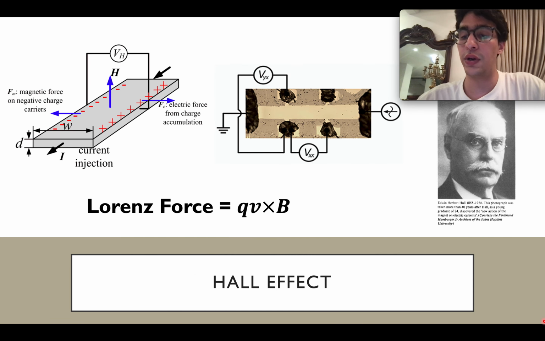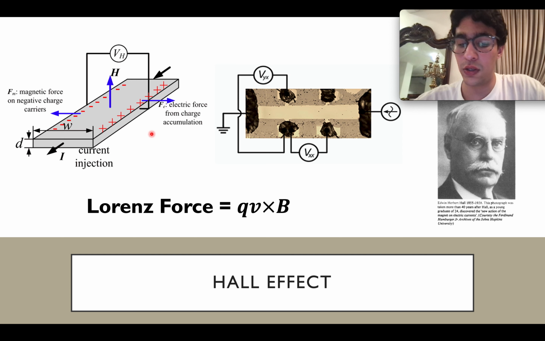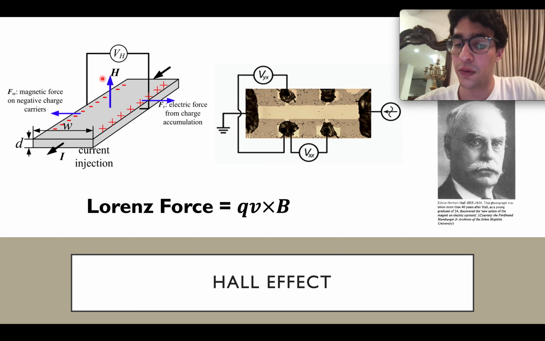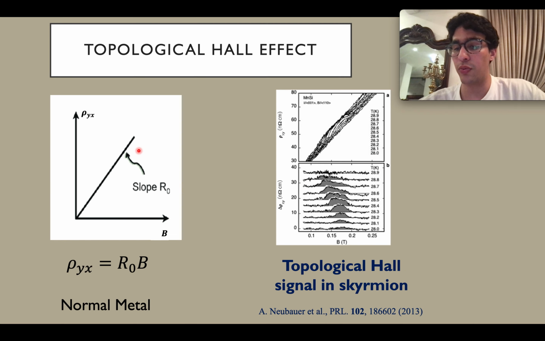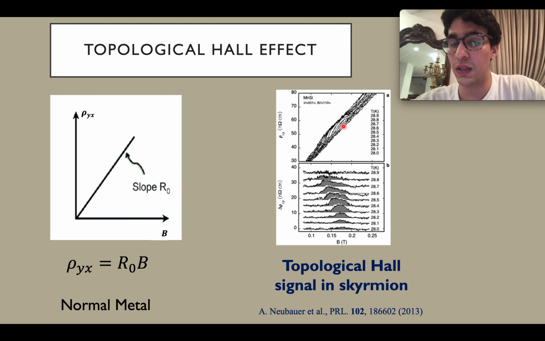In the Hall effect, current and magnetic field are applied in perpendicular directions in a sample, and due to the Lorentz force, a voltage is developed in the direction perpendicular to both the current and the magnetic field. In normal metals, the Hall resistivity, which is proportional to the Hall voltage, is linear with respect to the magnetic field applied. As I showed before, a deviation from the linear behavior indicates a topological origin, but care needs to be taken as this deviation could be a result of intrinsic ferromagnetism.